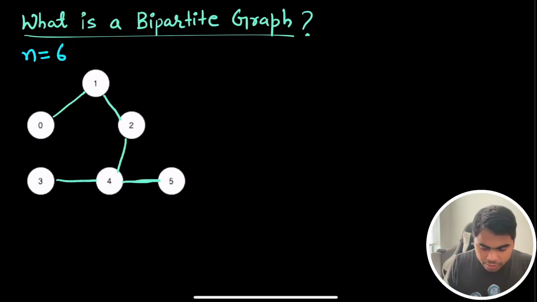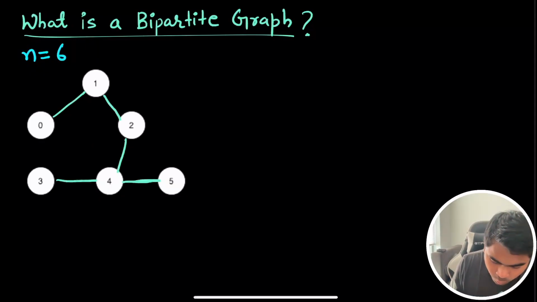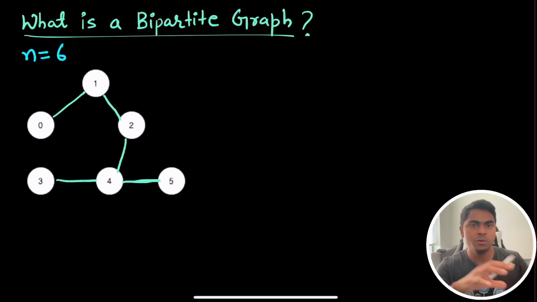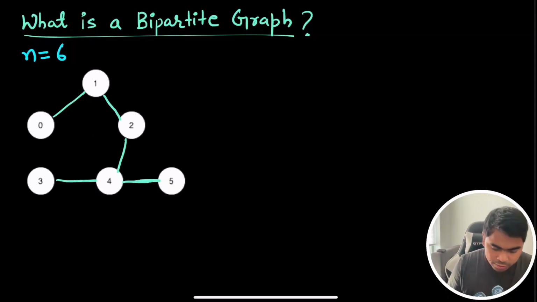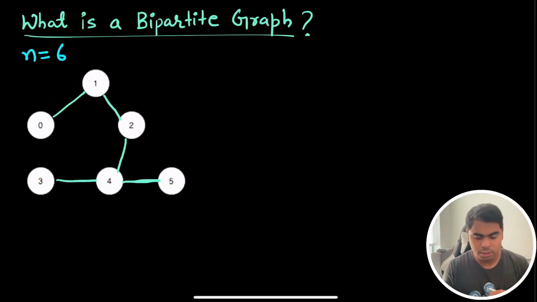Well, here in bipartite, we need to focus on these two, bi and partite. So bi means two, partite means two groups or parts. So bipartite means, can you group all these nodes into two groups such that no two adjacent nodes are in the same group? That's all. And can you do that? If you can do that, that means the graph is bipartite, otherwise not.